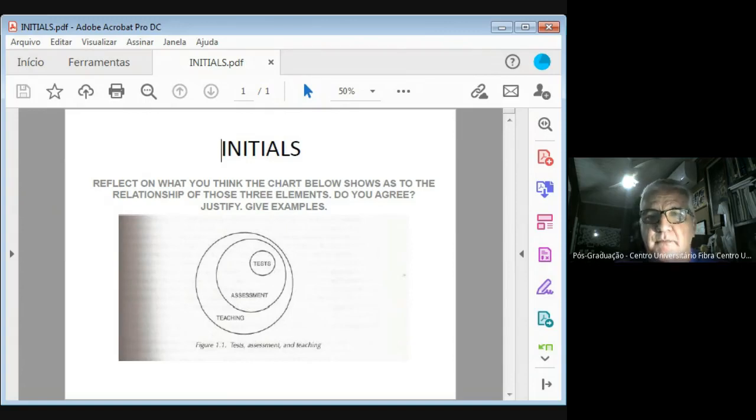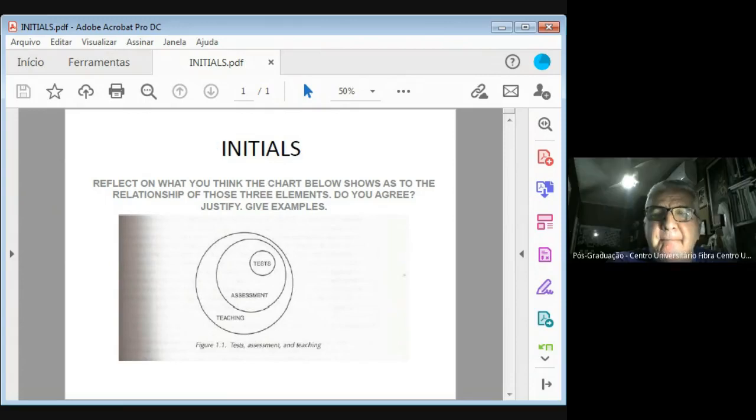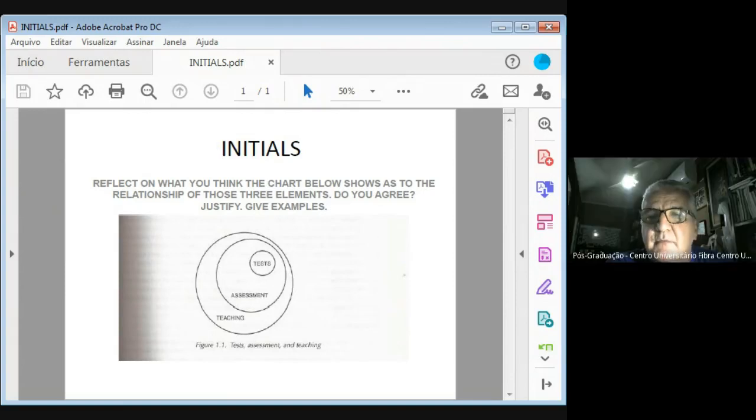So tell me, think about these. Yes. I believe formative is part of assessment. I believe that diagnostic is also part of assessment, but summative is part of tests. Okay. Thanks, Alana. Any other opinion?